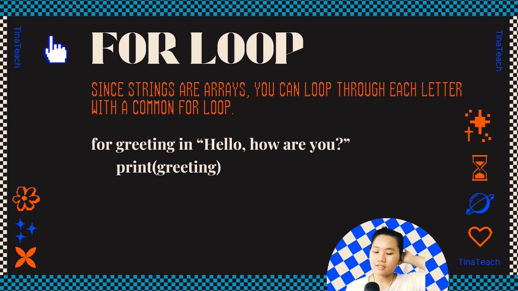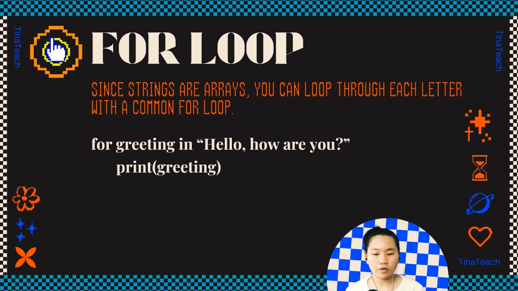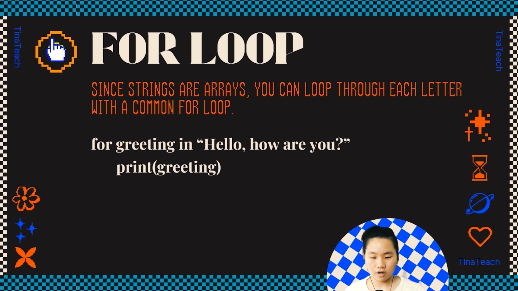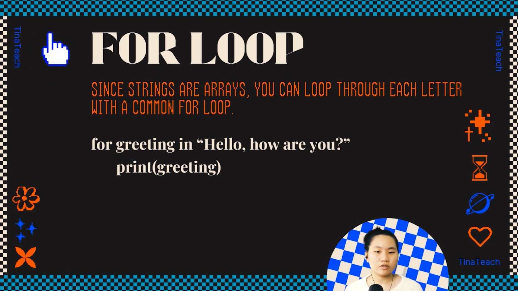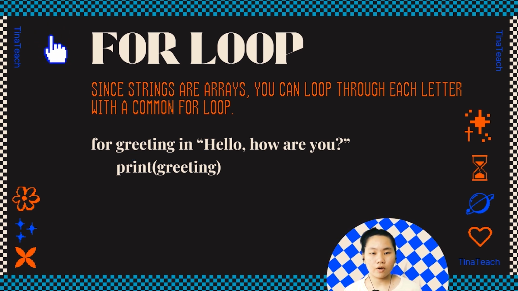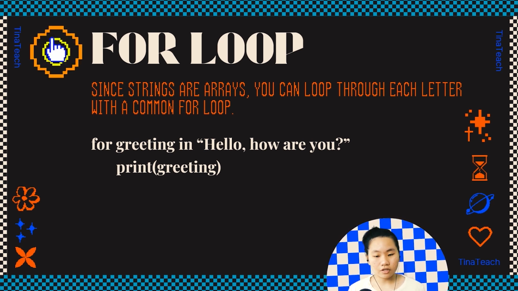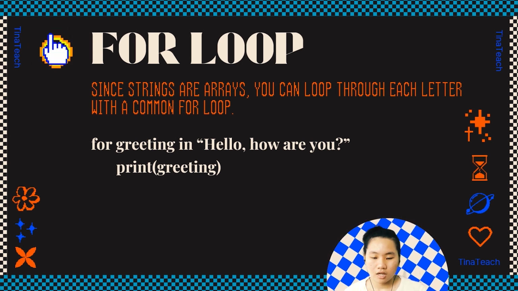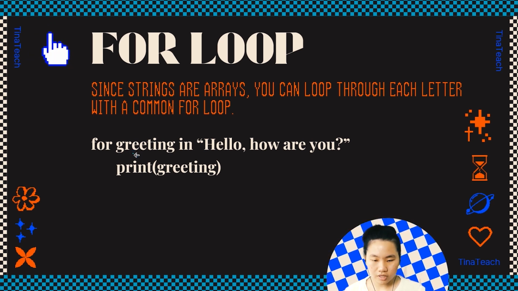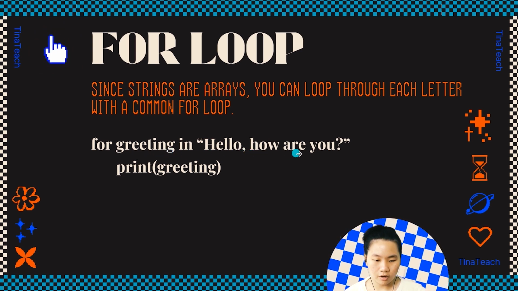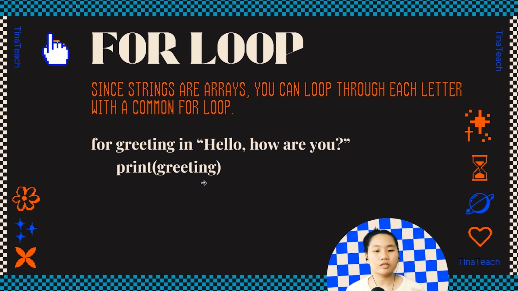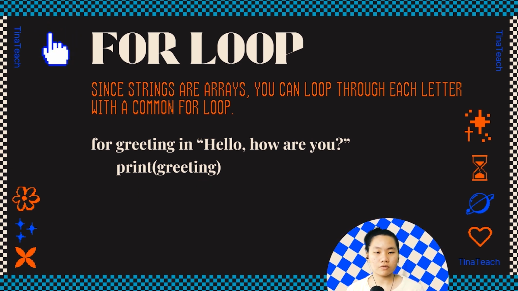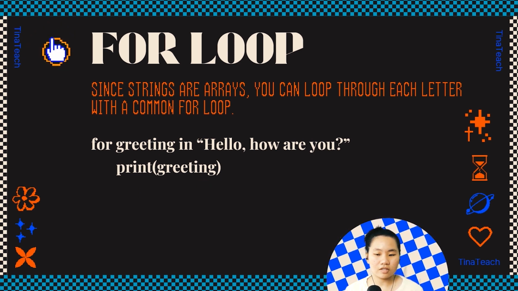Now, here's the syntax for a for loop. It starts with for, obviously, and greeting, well, this is not mandatory. This is just sort of like a placeholder for you to print out the return from the for loop. So I'll just put it as greeting in hello, how are you? Print greeting. Okay, I'll demonstrate this to you in a bit to sort of show how this all is formatted.